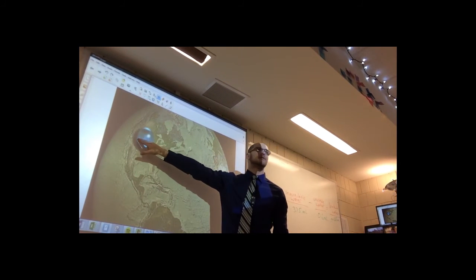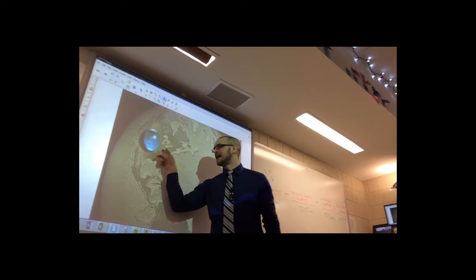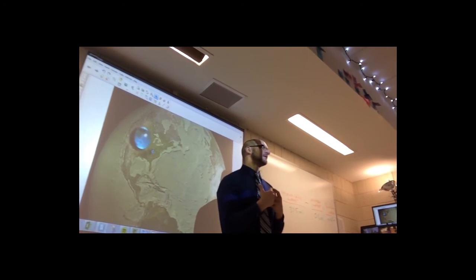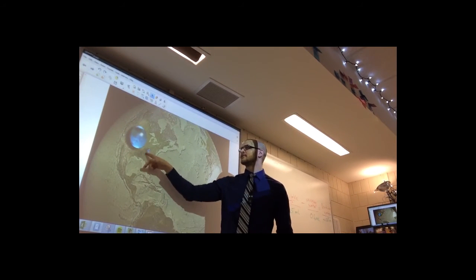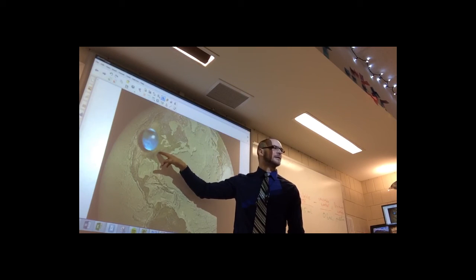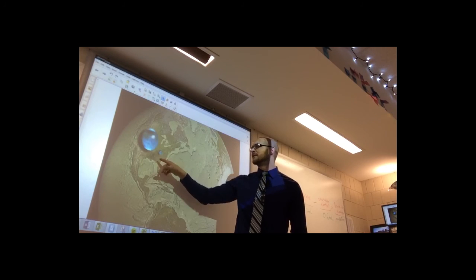So that's the ocean water. This dot, if you collected all of the ice from Antarctica and all of the ice from the Arctic, put it in one sphere, that's how big that sphere would be. Is that bigger or smaller than you expected? Way smaller than I expected.